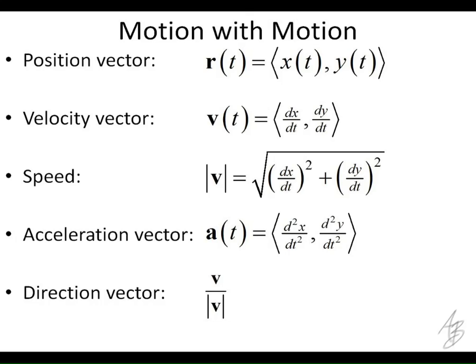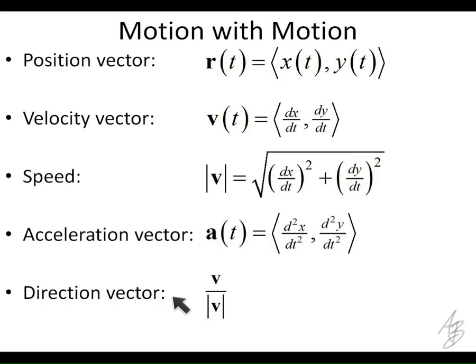The acceleration vector is exactly what we would expect it to be, because acceleration is the derivative of velocity. So if we take the derivative of this component-wise, take the derivative of dx/dt, we get the second derivative of x with respect to t. Take the derivative of dy/dt, we get the second derivative of y with respect to t.